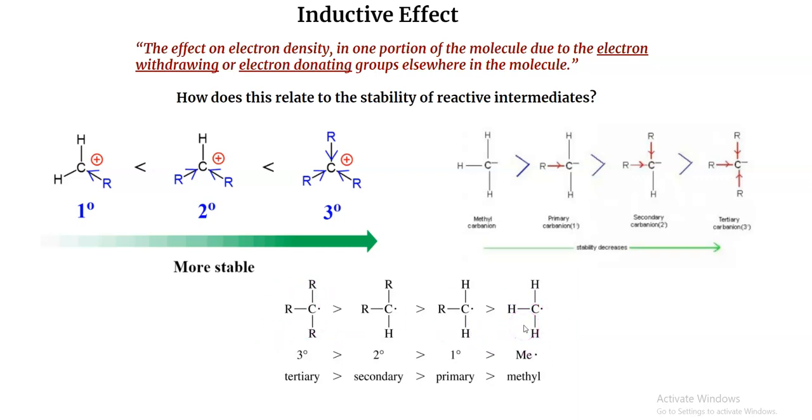Okay, so we talked about hyperconjugation, which was donation of CH electrons to the empty p orbital. Now, in the inductive effect, it's either donation or withdrawal of electrons from the carbon center via the CC bond.